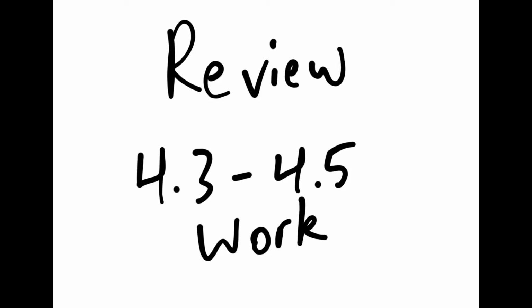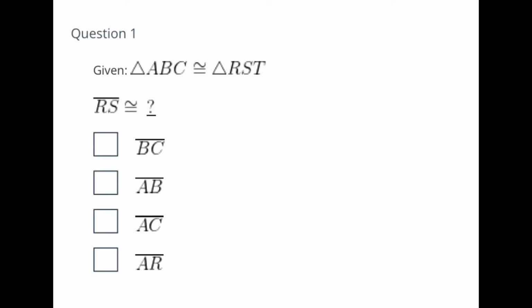This video will review the work from 4.3 through 4.5. When we write these two congruency statements, the order of the letters matters. RS is position 1 and position 2. This corresponds with A and B in the other triangle. In the same way for question 2, angle S is the one in the middle. Angle B is the one in the middle.